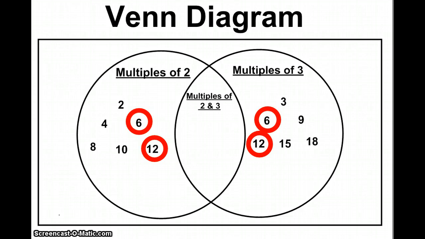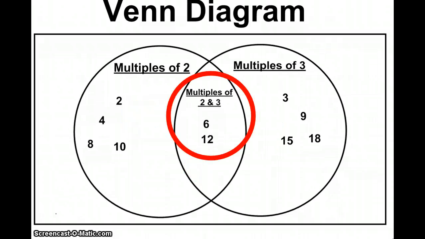When you're using a Venn diagram to find anything that's common, you're going to want to put whatever is common in this intersecting section of the diagram where the 2 circles overlap, as I've done here. So I've taken the 6 and the 12 out of the 2 and 3 circles and put them in the center, because they're common to both 2 and 3. And when you're using a Venn diagram, you can only list each number one time.